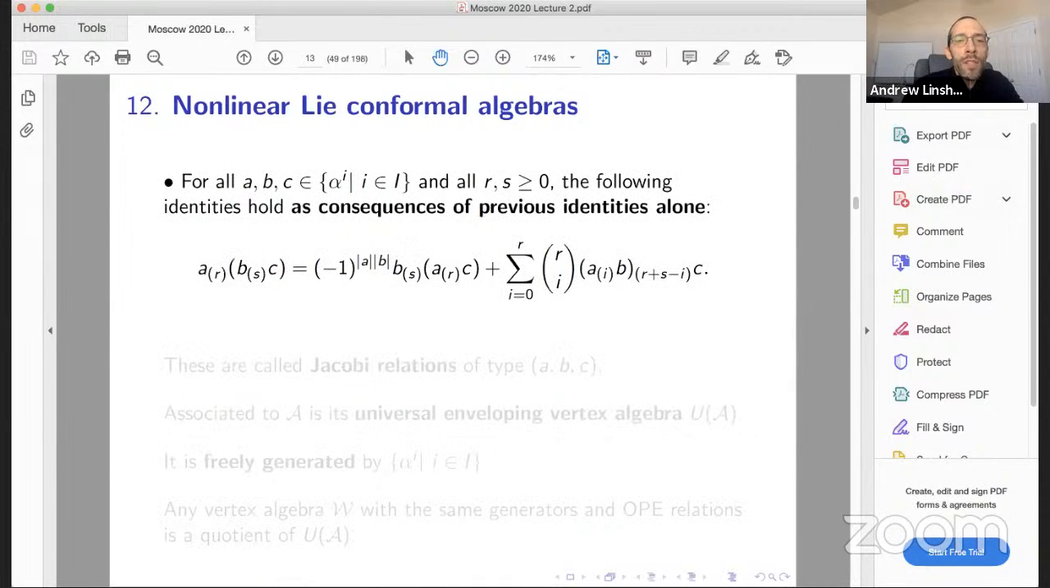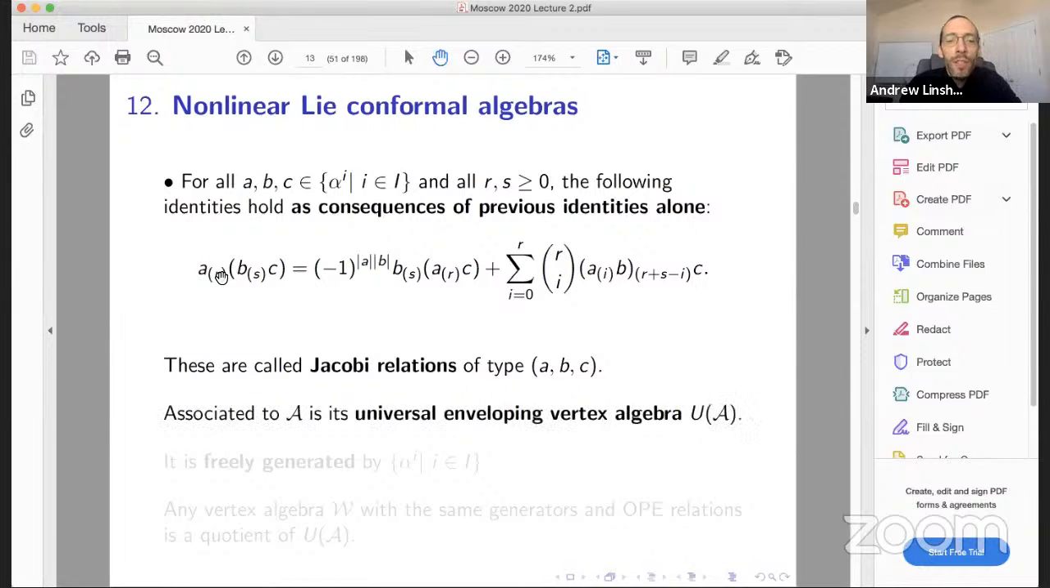And then there are some other identities that are independent of the ones that I wrote down in this formulation. These are the so-called Jacobi identities. If I take r and s greater than or equal to 0, then I have some identities that measure the failure of the r-th product to be a derivation of the s-th product. But here, s is not the minus-1 product, it's a non-negative product. So these I call Jacobi identities or Jacobi relations of type ABC. They don't necessarily hold as consequences of the ones on the previous slide, but if you only impose those and then these follow, then your OPE algebra is a nonlinear Lie conformal algebra. And then one can define its universal enveloping vertex algebra that I'll call U(A). It has the property that it's freely generated by these generating fields.